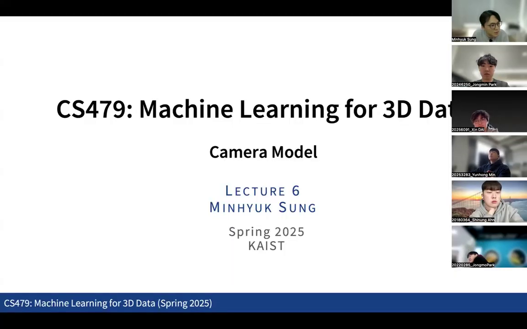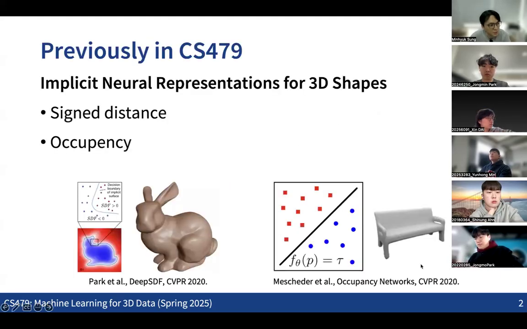Okay, so welcome back to Machine Learning for 3D Data. Last time we were discussing some new representations for 3D shapes, which is basically having some kind of implicit function. The function itself becomes the representation for the 3D shapes.